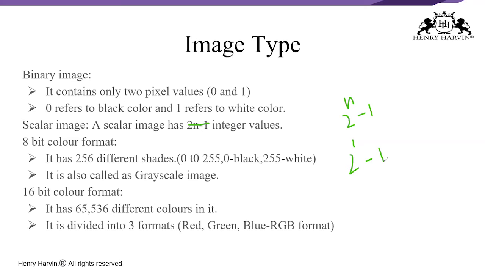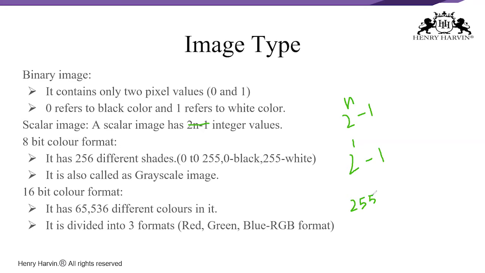So let me give another example. If n is equal to 8, what will happen now? 2 power 8 minus 1. So what will be the answer now? 255. Clear? So what do we get now? 255, which means 0 stands for black and 255 stands for white.